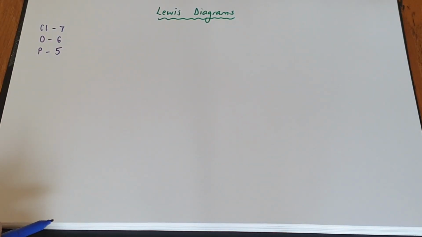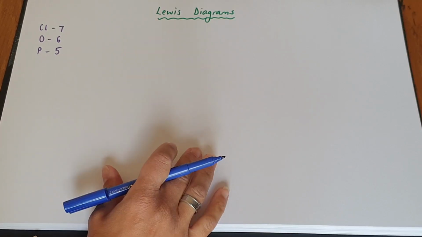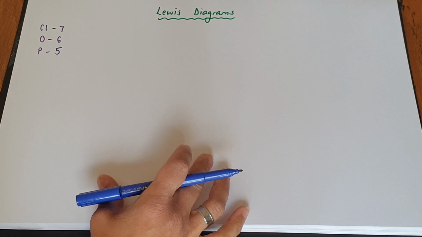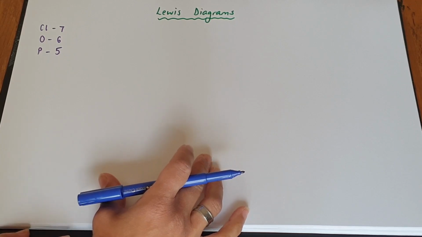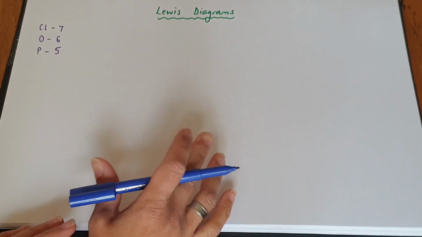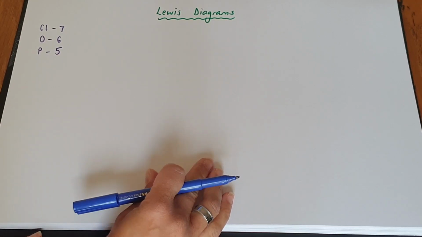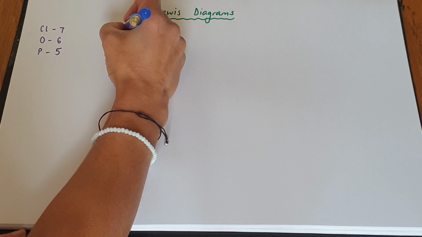So let's have a look at how we can represent this covalent bonding with a particular type of diagram called a Lewis diagram. There's a couple of different variations of a Lewis diagram, but ultimately the diagram needs to show bonding electrons or sharing electrons and non-sharing or non-bonding electrons. Let's take a couple of examples to model this.